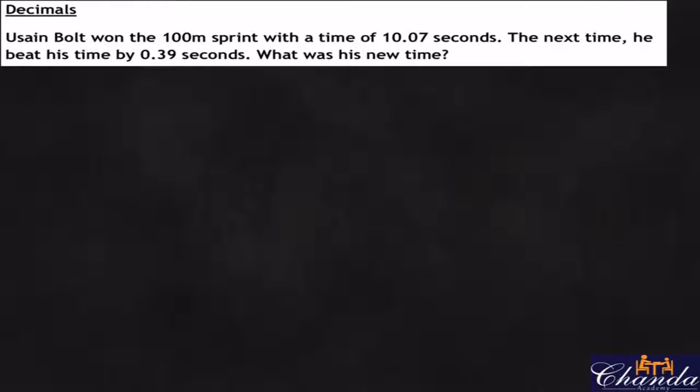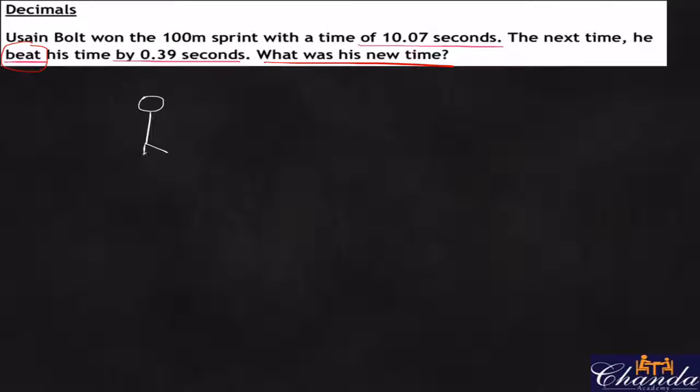Now as I said guys, always underline the most important parts of the question. It says the very first time he did it in 10.07 seconds. The next time, he beat his time by 0.39 seconds. Now guys, the word beat here would probably be the most important part of this entire question. Then, the question obviously asks us, what was his new time? So, let's see if we can draw this out quickly to see what this situation actually means.